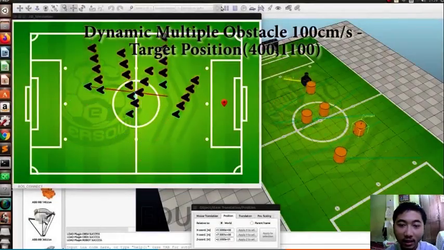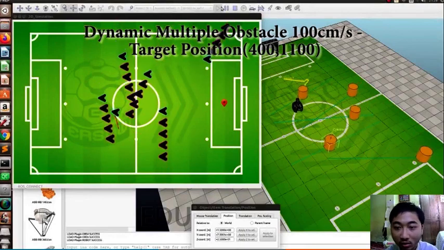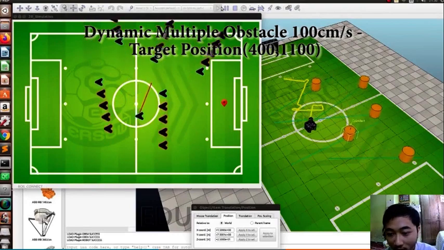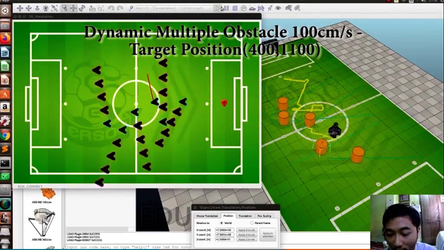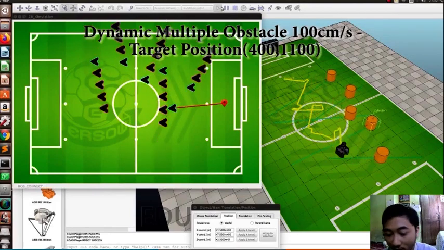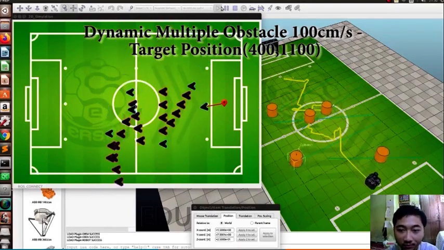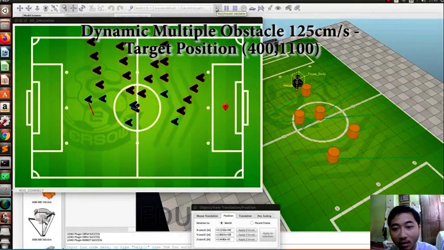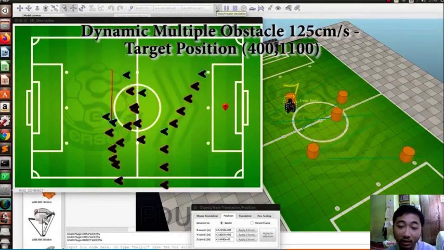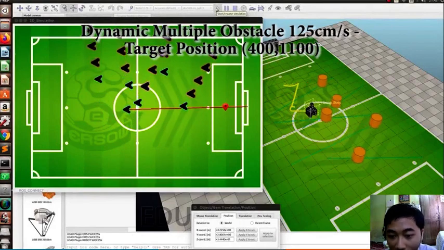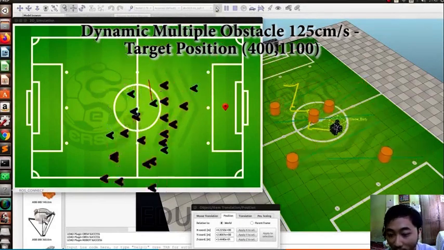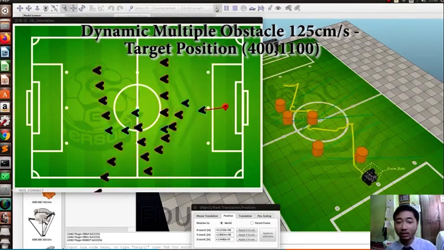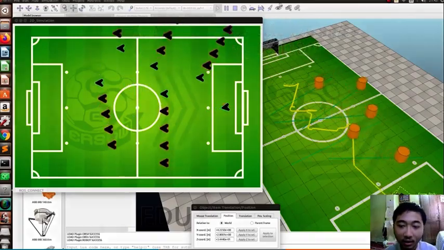Then I increase it again to 100 cm per second, or 1 meter per second, for the speed of the object. Yes, of course, the robot can avoid this object, but with a little bit of effort because the object is fast. Next, I have 125 cm per second, or 1.25 meters per second. This is a little bit hard because the object speed is very high, but the robot successfully avoids the obstacle.